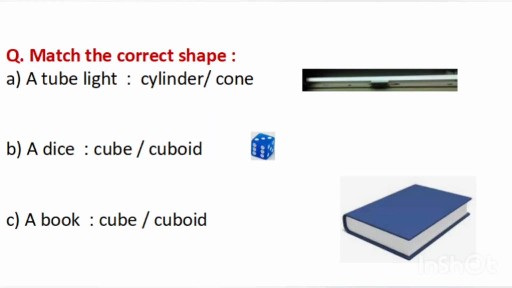Now match the correct shape. A tube light, is it a cylinder or is it a cone? It is a cylinder, right? The second question, a dice, is it a cube or cuboid? Its all dimensions are equal, it is a cube. Come to the third one, a book, cube or cuboid? The options given are. Now here you can see all the dimensions of a book shown in the picture are not equal. It is a cuboid, right?